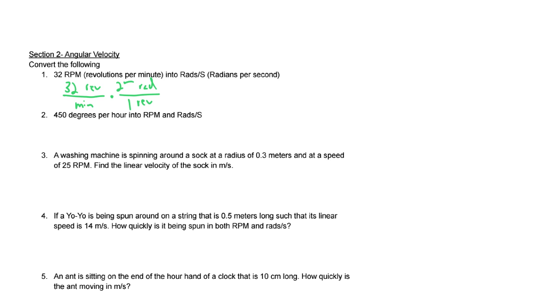Okay, 2 pi. Now revs will cancel out. My new unit on top will be rads. Now I just got to get seconds onto the bottom. So I need something that will turn minutes into seconds, with minutes on top to cancel this minutes. And I know that in 1 minute there's 60 seconds. And as I multiply across the top and then divide by the bottom, which is just 60, I get 3.35. And then our unit there is rads per second.